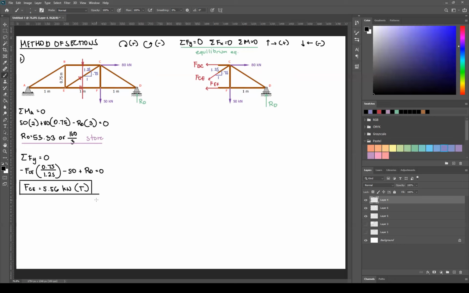So the next equation would be a moment. So now my question is, where should I take my moment center so that the number of unknown is 1?